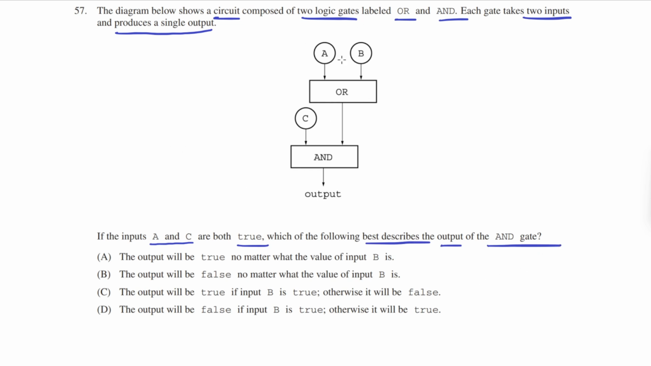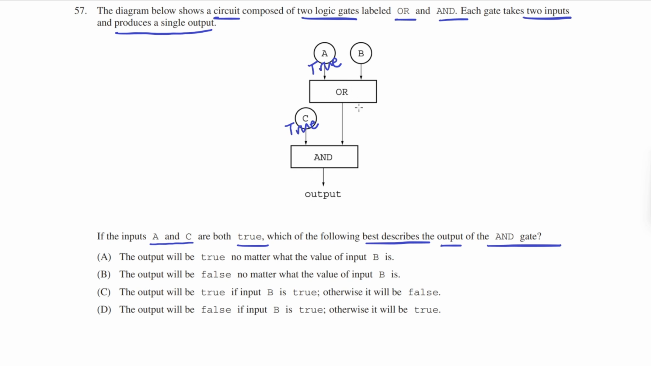So we have this OR gate here that takes in A and B, and then this AND gate which takes in C and the result of the OR gate and produces the output. The question asks us to find the value of the output of the AND gate if C is true and A is also true. So let's do the OR gate first.